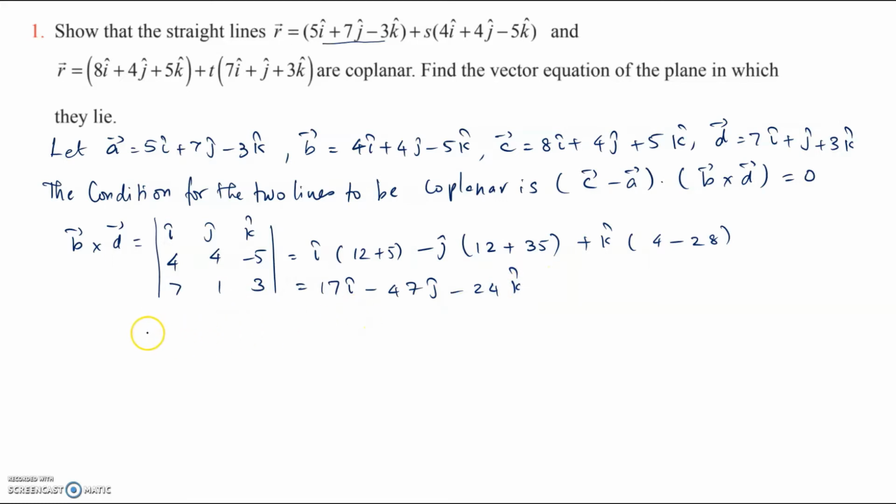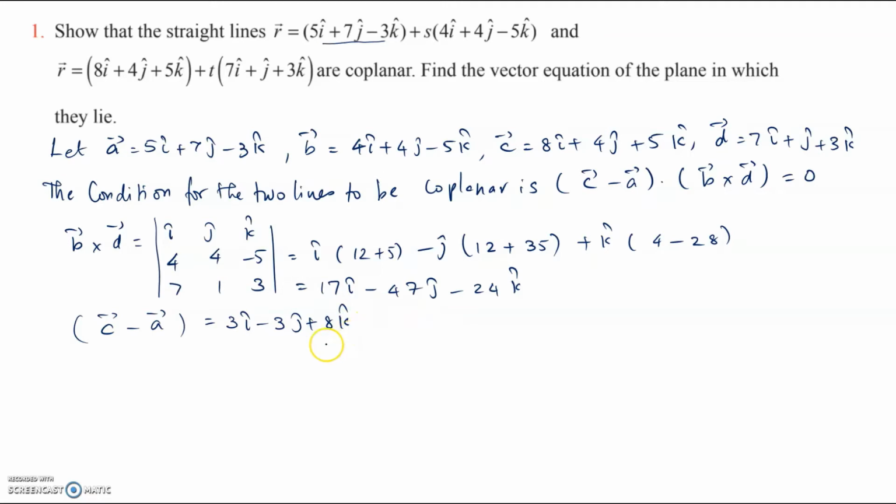Similarly, our c vector minus a vector is equal to, c minus a is 8 minus 5, which is 3 i cap, 4 minus 7, which is minus 3 j cap, then 5 minus 3 will be plus 2 k cap.